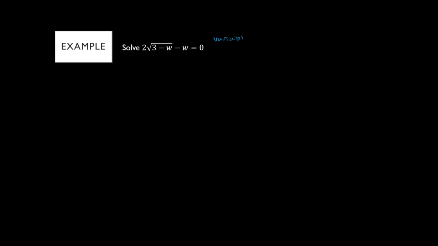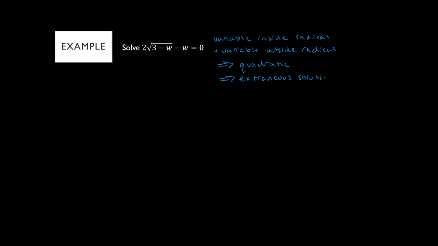So we've got a variable inside the radical plus a variable outside the radical. This tends to get us a quadratic, and it tends to get extraneous solutions. And these are the type that you encounter more often, where you'll have variables inside and outside.